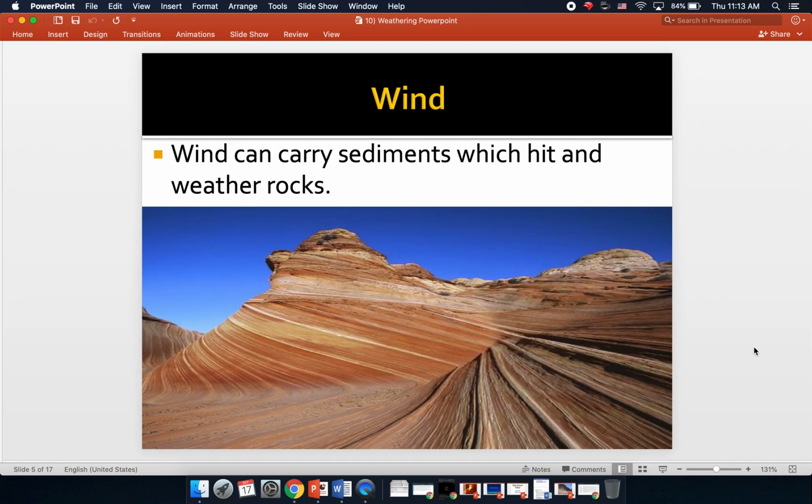Wind can carry sediments which hit and weather rocks. So the wind can blow already weathered pieces of sediment against rock, and I like to call this nature's sandblasting because that's much what it's like. Like I said, the wind just picks up sand, throws it against rock, and the sand actually knocks off tiny pieces of the rock whenever this happens.